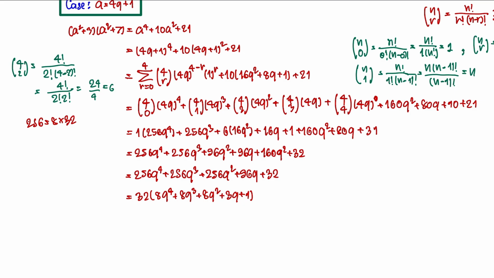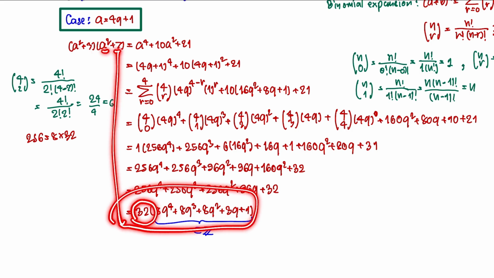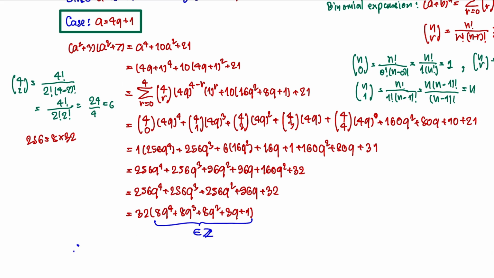Alright, and the sum of this number is an integer. So we can see that this term right here, a squared plus 3 times a squared plus 7, has 32 as a factor. So in this case we have shown that 32 divides a squared plus 3 times a squared plus 7.